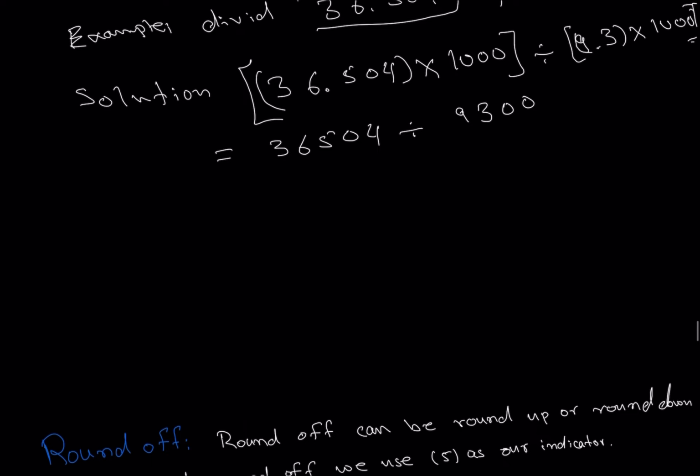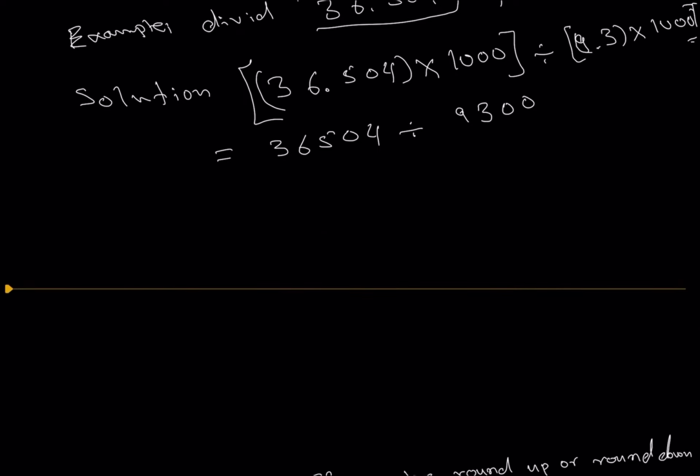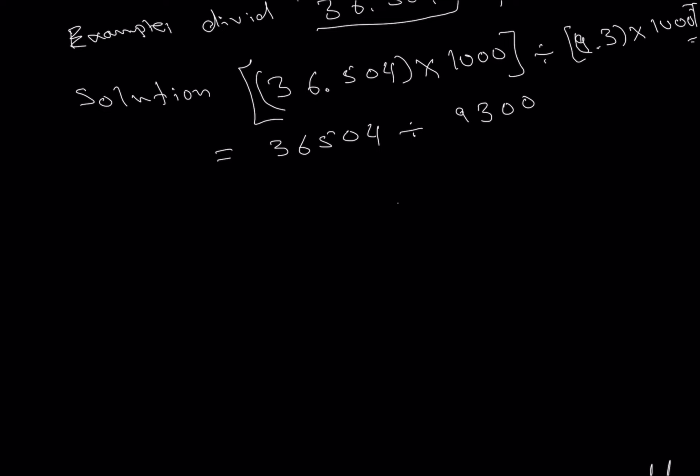Now let's go and solve it in a long division. So it'll be 36,504 divided by 9,300. So what we can do, 36,000, so 9,000: 9, 18, 27, 36. We can divide that by 3. 3 times 0 is 0. 3 times 0 is 0. 3 times 3 is 9. 3 times 9 is 27.